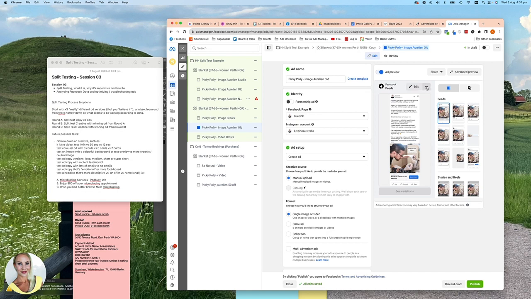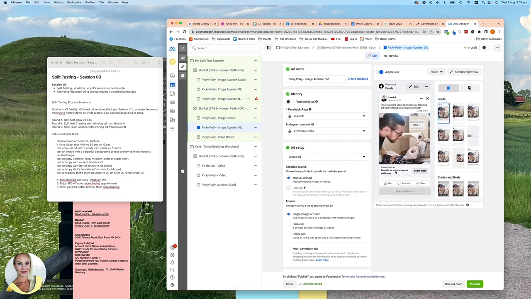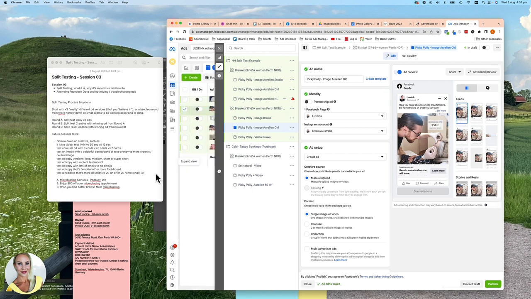Just expand that so it's a bit bigger. Nope, won't let me expand now. Yeah, that's the headline, and then this is called the CTA, or the call to action, which can also be split tested. Shouldn't add that here.